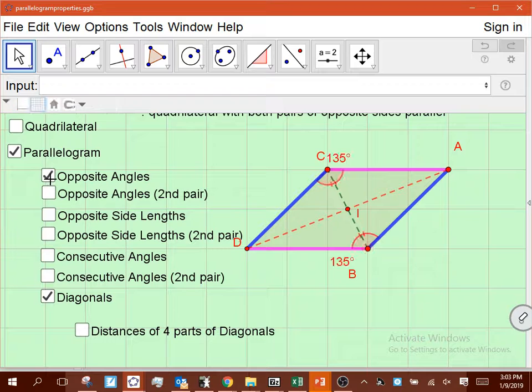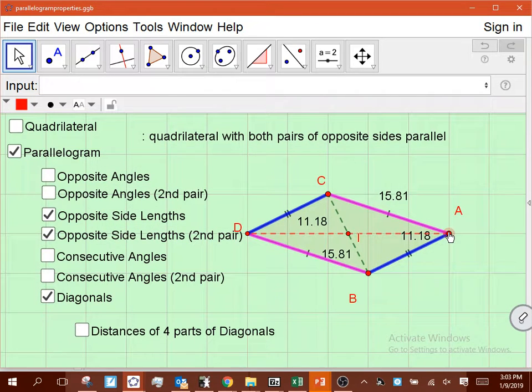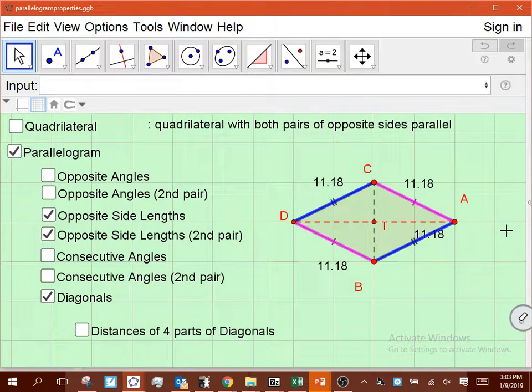Let's look at the opposite side lengths here. Let's see if we can make this a rhombus real quick. So that's a rhombus. Does the green diagonal look the same length as the red one? No. Okay, and you can see here that the red one is 4 blocks wide, right? The green one is only 2 blocks.